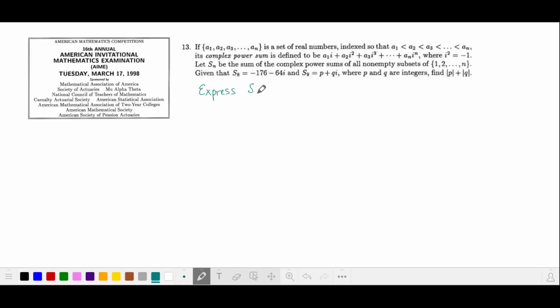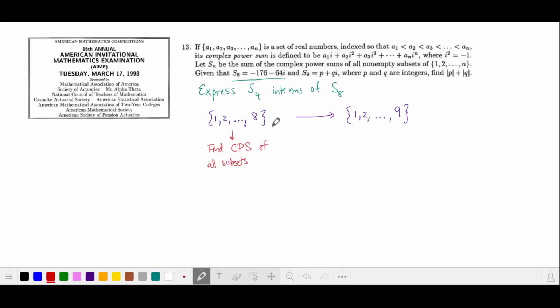We want to express S9 in terms of S8, which is given in the problem statement. So let's compare the subsets that we get from the integers 1, 2, all the way up to 8 to the subsets that we get from 1 through 9. We're going to compare the complex power sum of all the subsets of 1 through 8, and we'll find the complex power sum of all the subsets of 1 through 9.